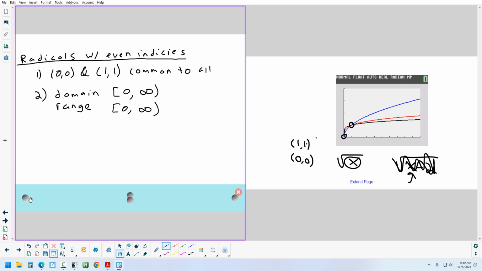Alright, so that's just a couple facts about even roots. Any questions on that? So that's even. What's the other kind of root you think we're going to look at? Odd. Okay, so let's type in a few odd roots.